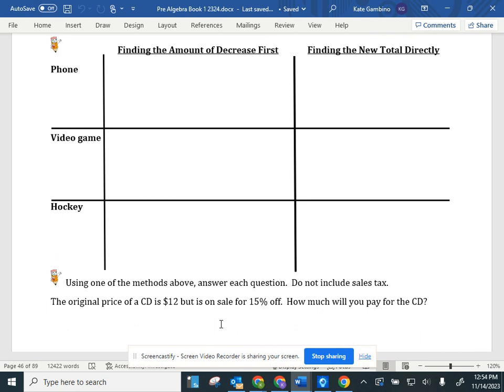So finding the amount of decrease first. Just like yesterday we found the amount of increase first, we're going to do the same concept. So our phone was 30% of 200 minutes. How much do we want to decrease by? What is 30% of 200? Grace?